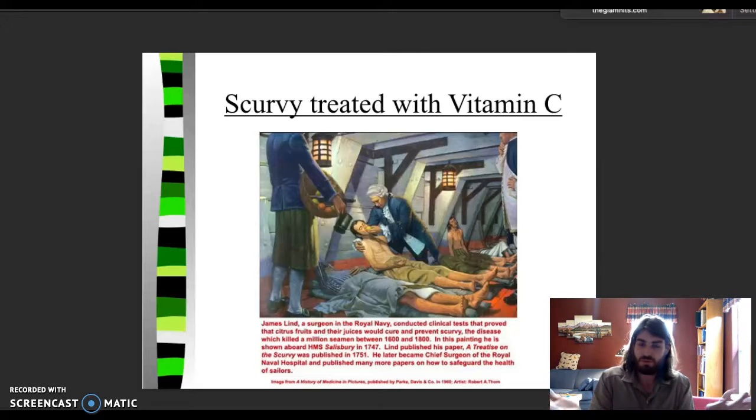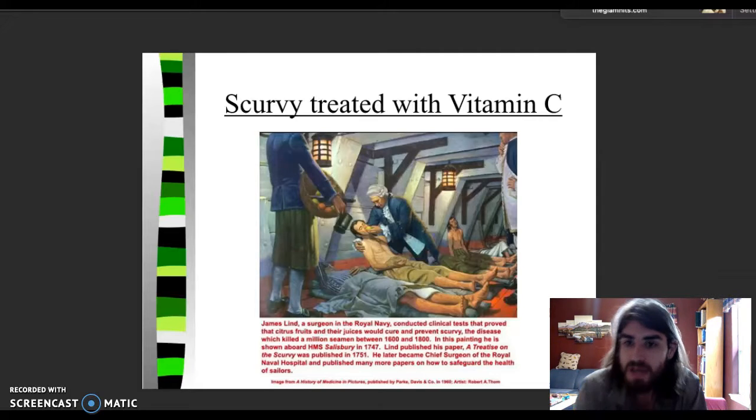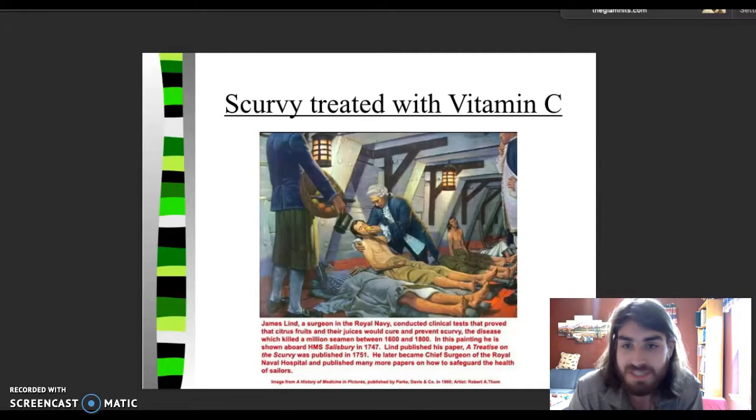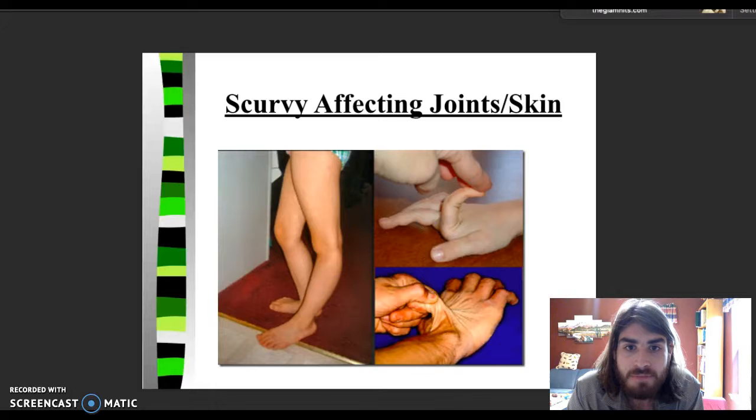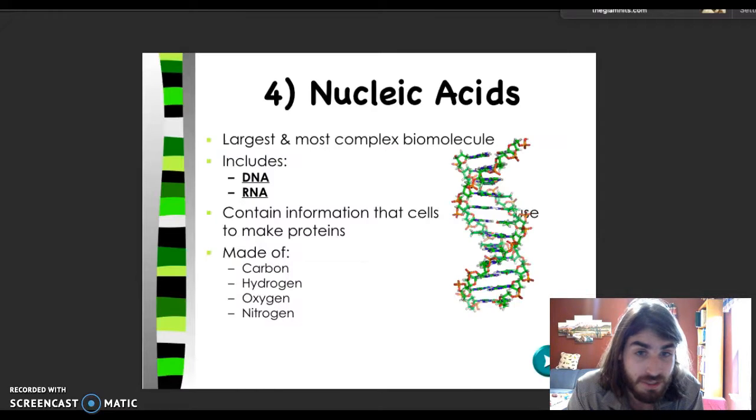And he related vitamin C to scurvy. That's an amazing discovery, honestly. If you really want to think about it, that's how scurvy can affect the limbs. Oh man, I don't even want to look at that. That is just sickening to look at.